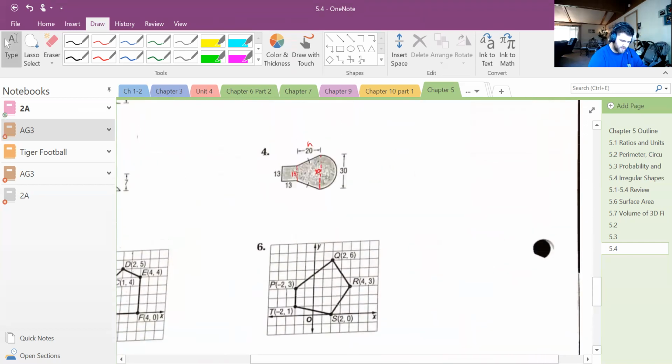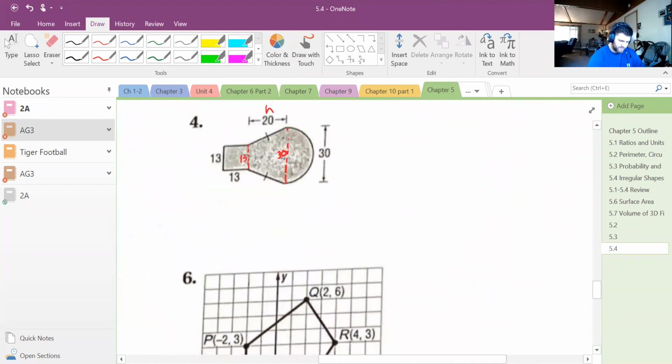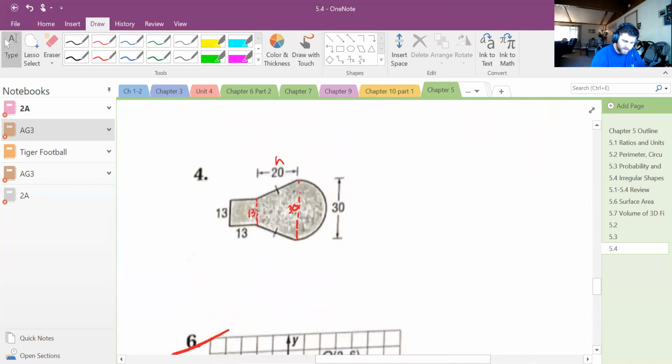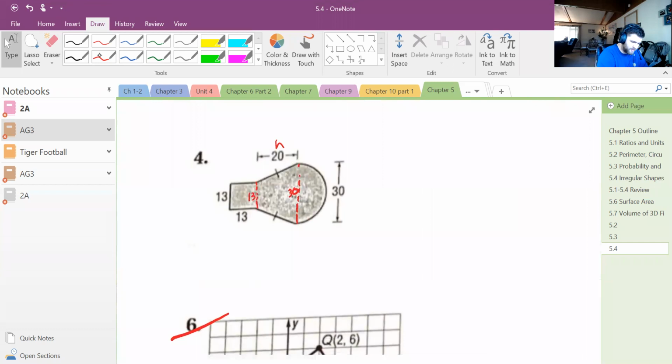Okay, so here, all we got to do is this. Don't do 5 and 6. Okay, so let's knock this out. First things first, let me use color coordination here. Let's be smart. I'm going to do the square first, my trapezoid in red and my half circle in green. The square is easy. It's just 13 times 13, base times height. That equals what? 169, 13 squared. So this thing right here is 169.